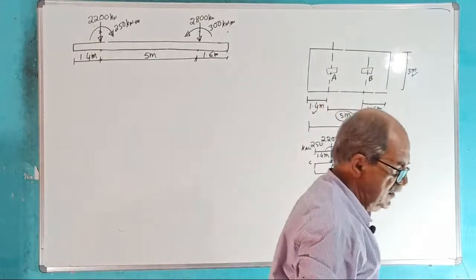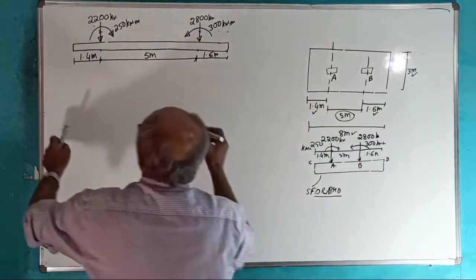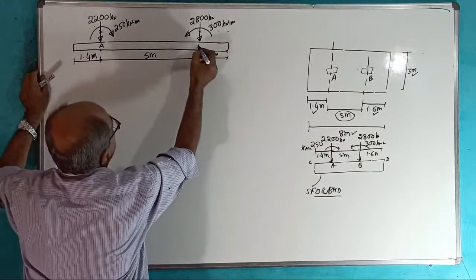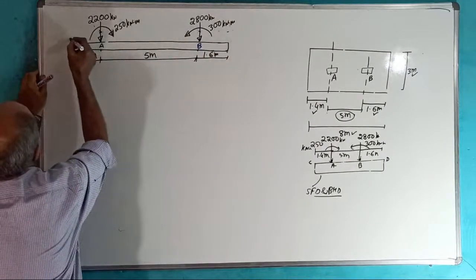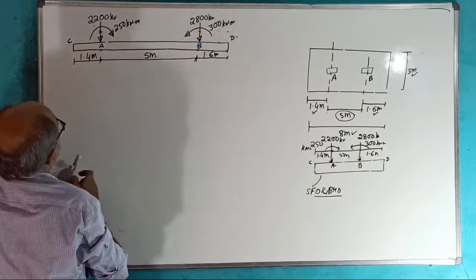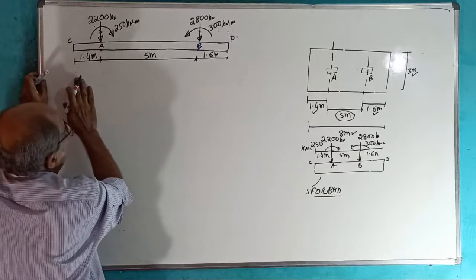One minute. I want a color for the points. Blue color, yes. This point is A. This point is B. This point is C. This point is D. Now, this beam will have... again, one minute.